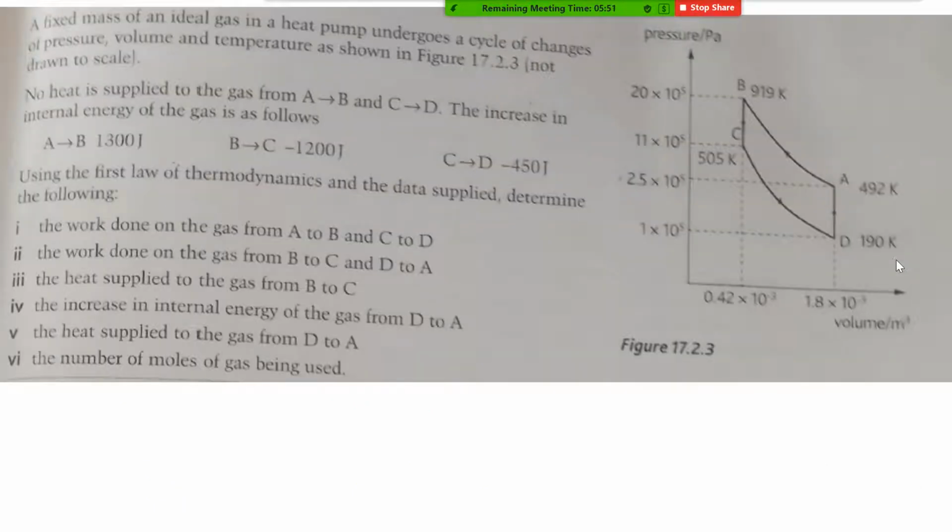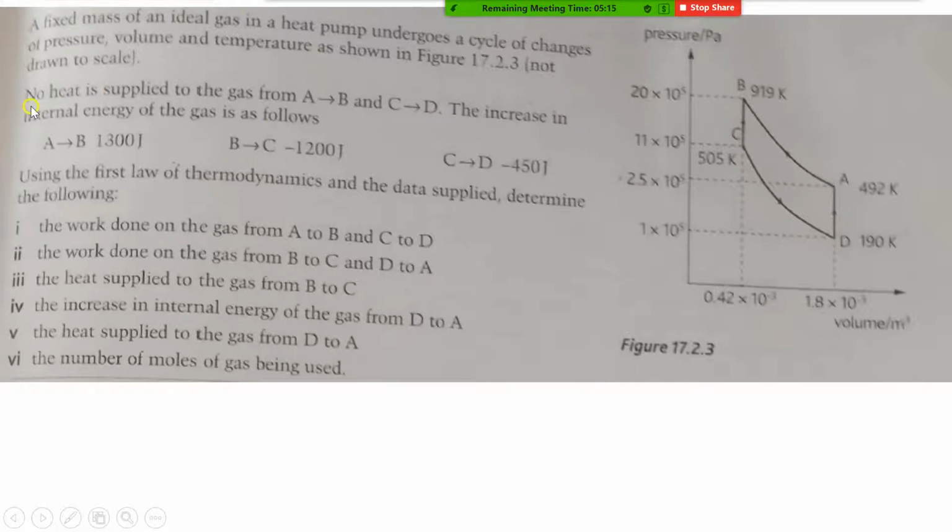Anyways, here's another question. As you can see now, this is generally the type of question that you can get with the graph looking like this. It says that a fixed mass of an ideal gas in a heat pump undergoes a cycle of changes of pressure, volume, and temperature as shown in the figure. It says that it's not drawn to scale.